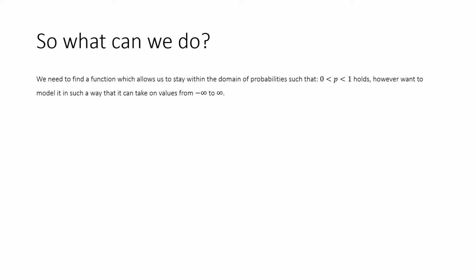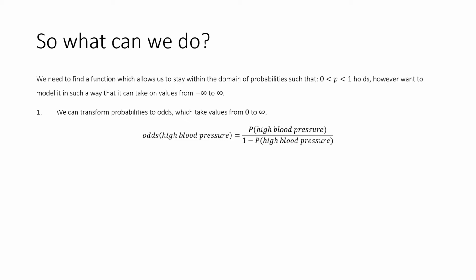Well, what we need is to find some function that allows us to stay within the domain of probability, so that the rule holds that a probability always falls between 0 and 1. However, we want to model it in such a way that the outcome of our regression equation can take values from -infinity all the way up to infinity, and that we can approximate linearly. So the first step that we can take to get there is to transform our probability to odds. And odds, if you are familiar with those, can take values ranging from 0 to infinity. So that's one step ahead out of that domain of probabilities.